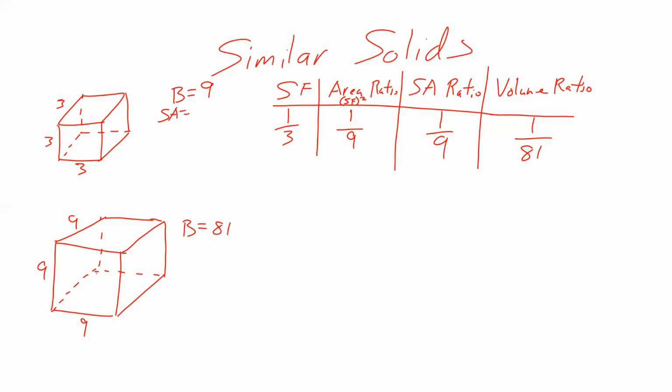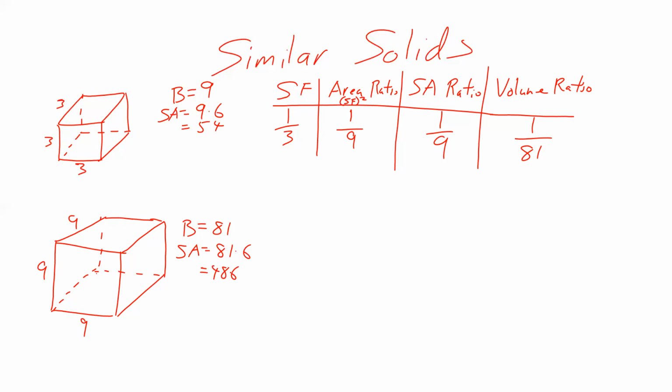How many bases does the cube have? 6 sides, right? So we just do 9 times 6. Our surface area here is 9 times 6, which is 54. All right, same thing here. So surface area, we have a cube. Fast way to do this, since all the sides are the same, just multiply by 6. And 81 times 6 is 486.